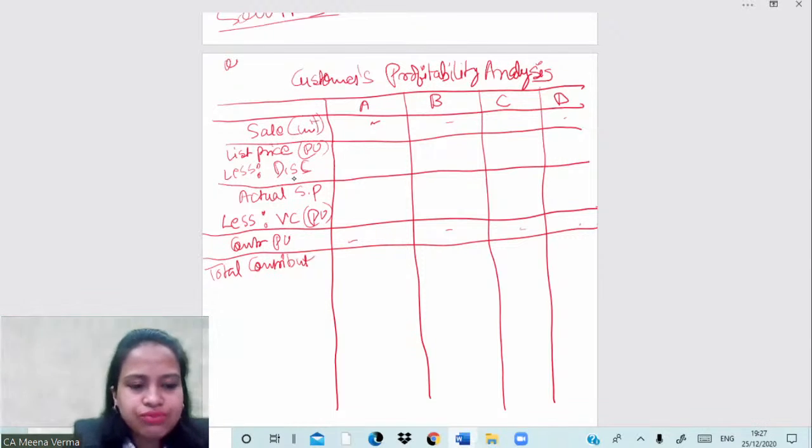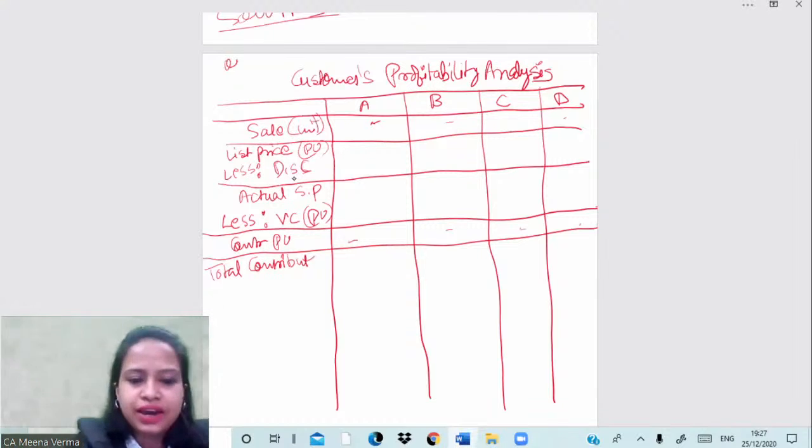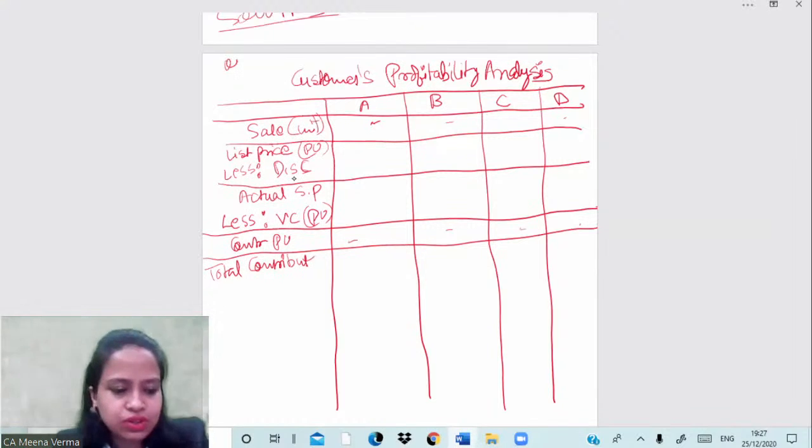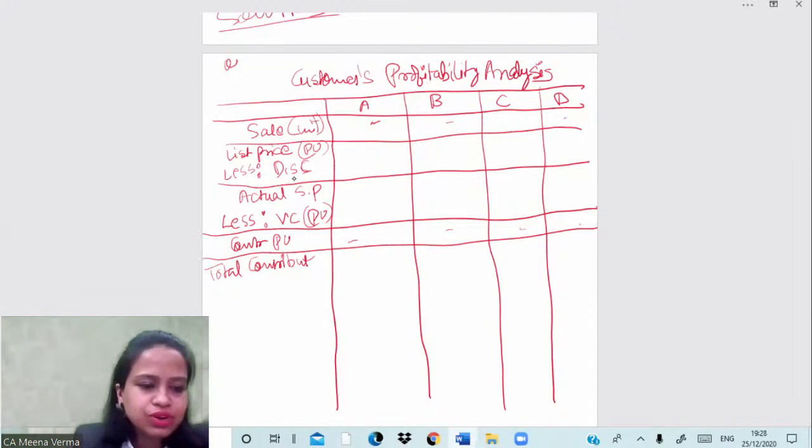After that, you will find the indirect cost which we have. First of all, do up to this place and give me the total contribution. Up to this point, give me the answer. I'm waiting for you to give me the answer. I want you to do this on your own. I don't want you to just copy my answer.